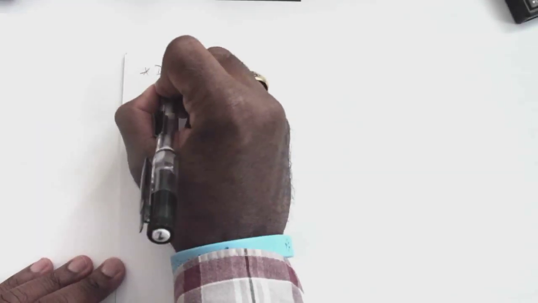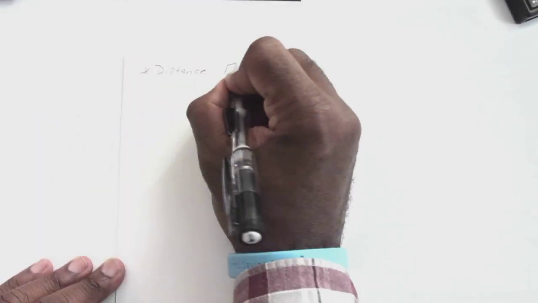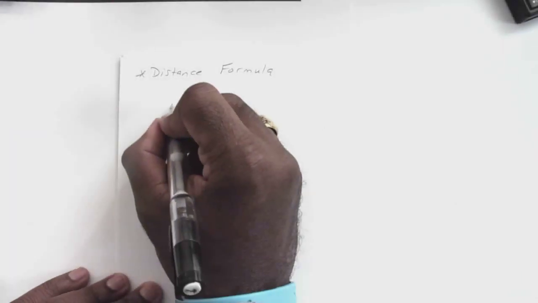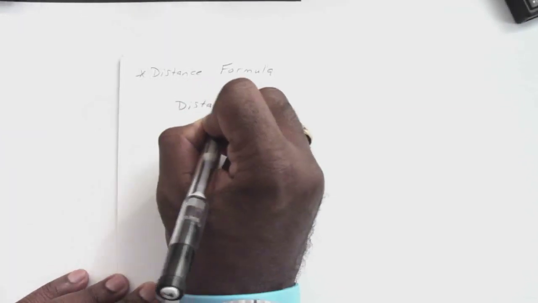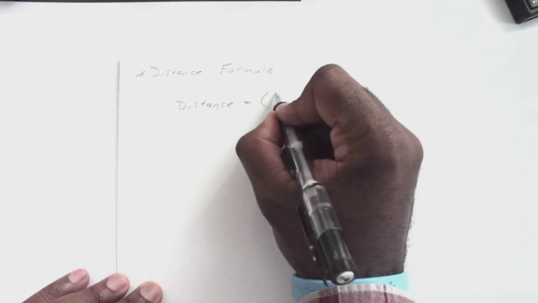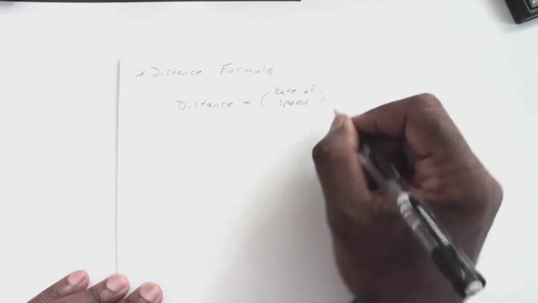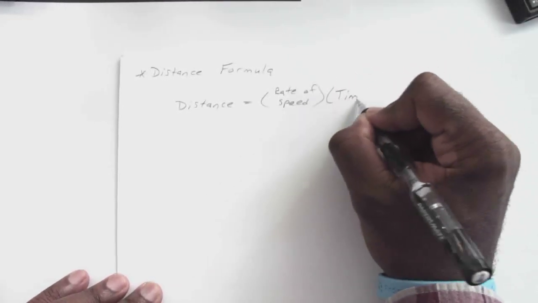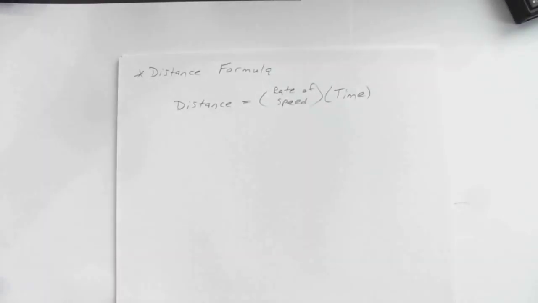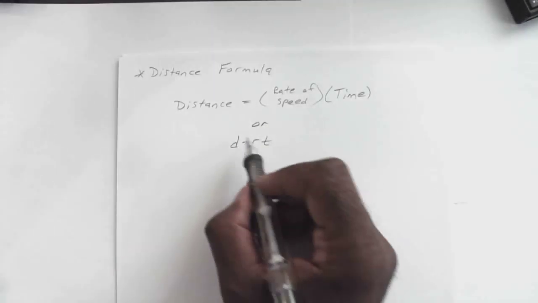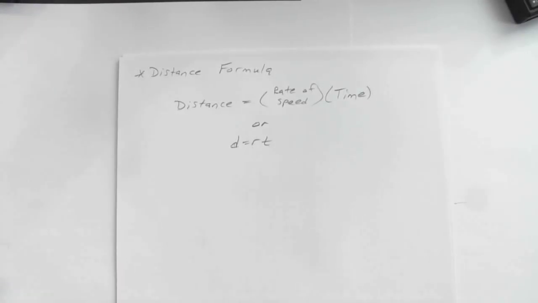Okay, so that brings us to our distance formula. So that formula is the distance equals your rate of speed times how long you're moving at that speed. And in most cases, you'll see it as D equals R times T. Distance equals rate times time.